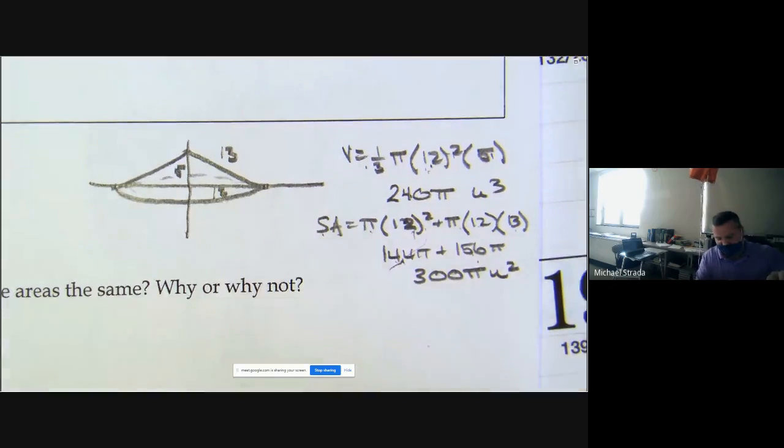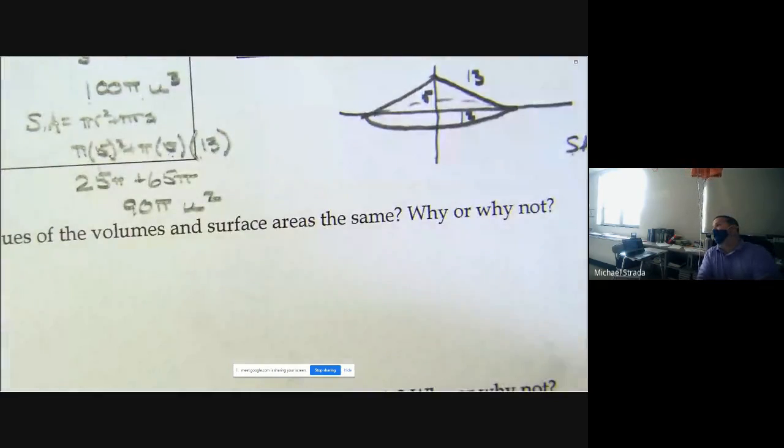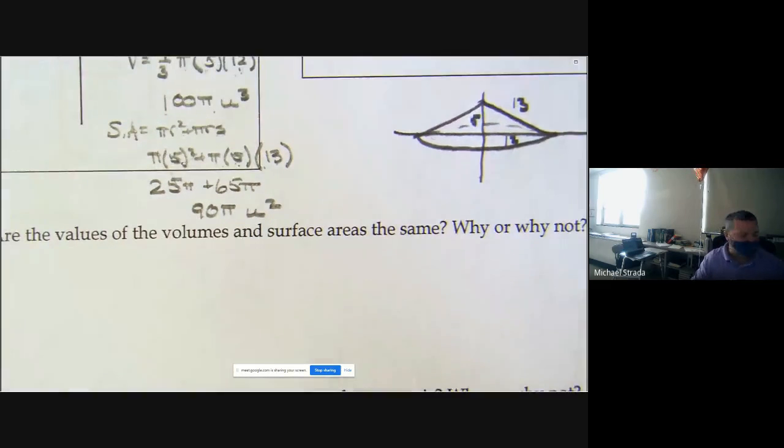Okay. Are the values of the volumes and surface areas the same? Why or why not? The short answer to that would be, by the way, I don't know because I haven't written it yet. All right. Are the values of the volumes and surface areas the same? Why or why not? We've already realized no. Because the role of the what switches? The radius and the height.